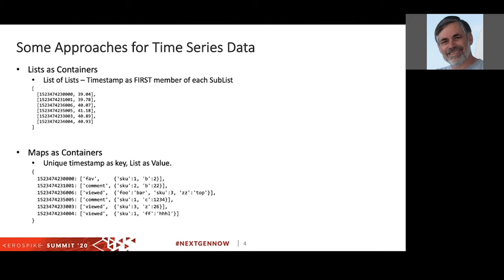Another approach is to use maps as containers for time series data. The important item is that maps must have unique keys. If you cannot be assured that you will be receiving unique keys, you cannot use maps. Very simple. In this example, we have a timestamp as a unique key, and then the value for that key value pair is actually a list. And that list is composed of two members. One is a basic data type, which is a string, followed by another map. We're showing some of the hierarchy that you can use lists and maps for.